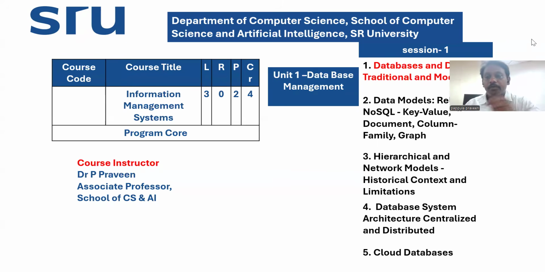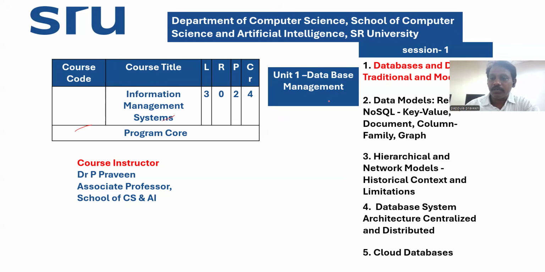Now, today, I'm going to explain DBMS concepts. The first unit is mainly focused on databases and DBMS: what are the traditional databases and what are the modern databases, and data models, namely the relational model, NoSQL, key-value, document-based, column family, and graph-based. These are all the data models.